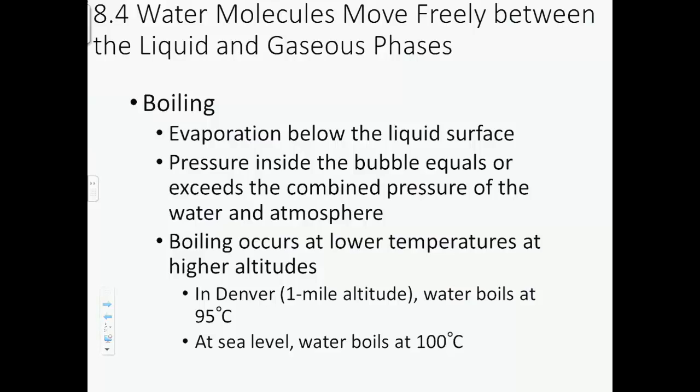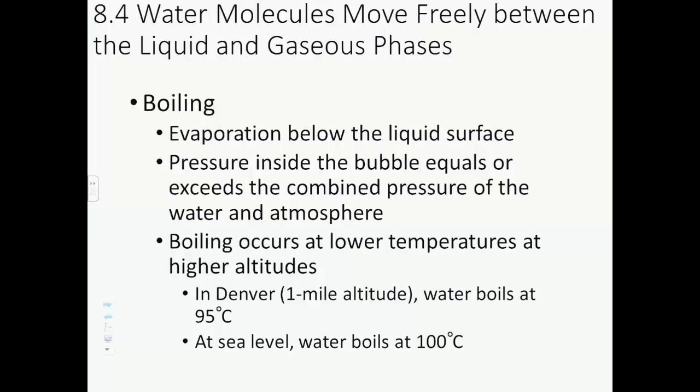Okay, so let's talk about boiling. Boiling is evaporation below the liquid surface. What's going on is that when pressure inside the bubble equals or exceeds the combined pressure of the water and the atmosphere, it's going to boil out of the solution. It's going to leave the liquid and enter into the atmosphere. At higher altitudes, water is going to boil at lower temperatures. For instance, in Denver, which has an altitude of 1 mile, water boils at 95 degrees Celsius, whereas at sea level, water boils at 100 degrees Celsius.